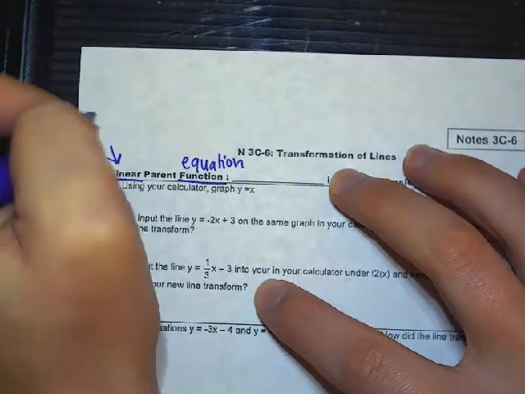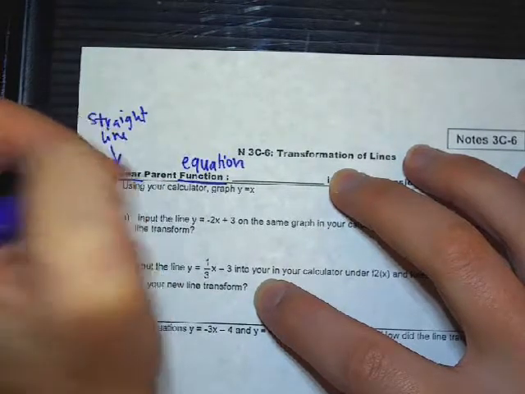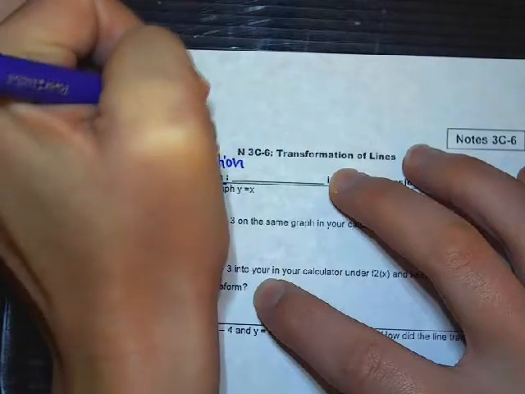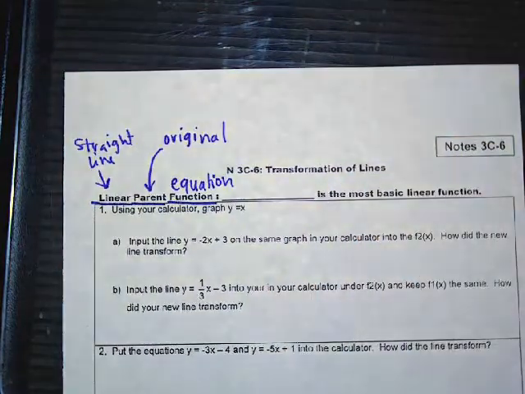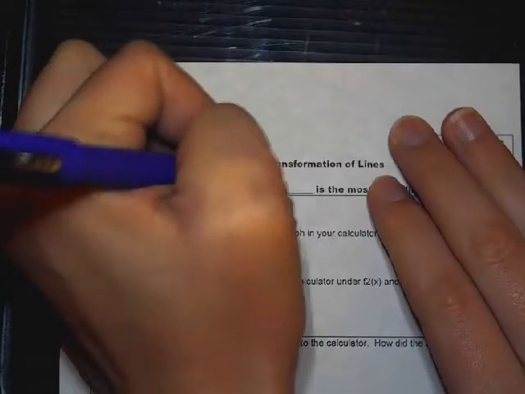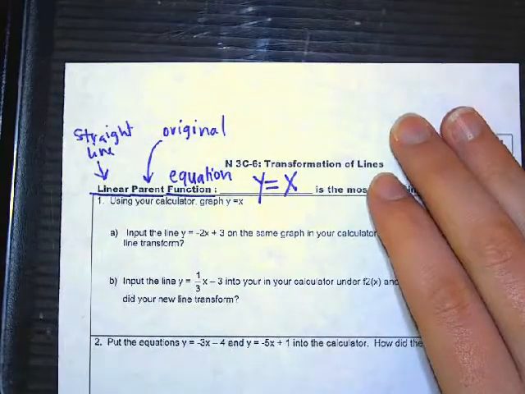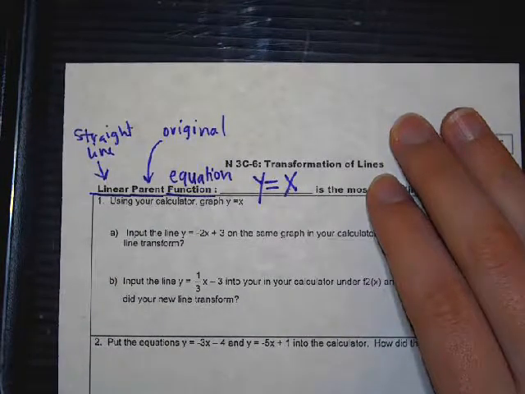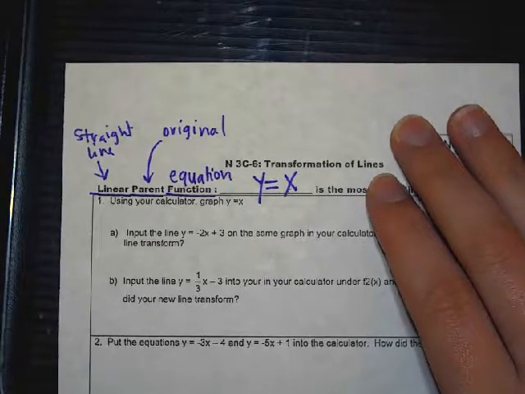Straight line, right? Parent is going to mean original. Okay, so a straight line, original equation. Okay? So that's going to be y equals x. Okay, so you should have everything that I've written on my paper now. And then we're going to talk about what this means in just a second.